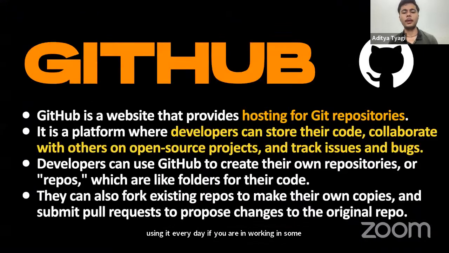Okay, now let's see what GitHub is. Git and GitHub are different, first of all. GitHub is a website that provides hosting for Git repositories. It means I can host my repositories, my software, my code base on GitHub for free, and I can collab with other developers. I can store their code and track issues and bugs and all that. So this is the main purpose of GitHub.